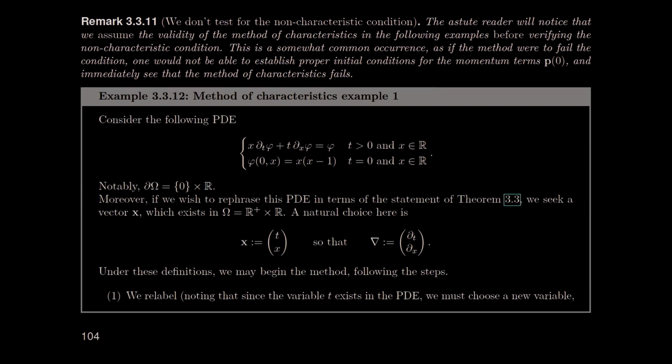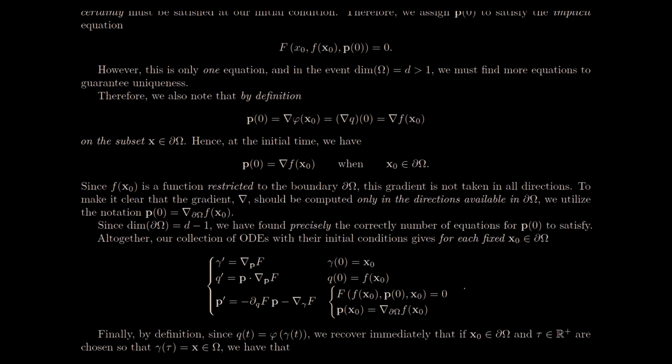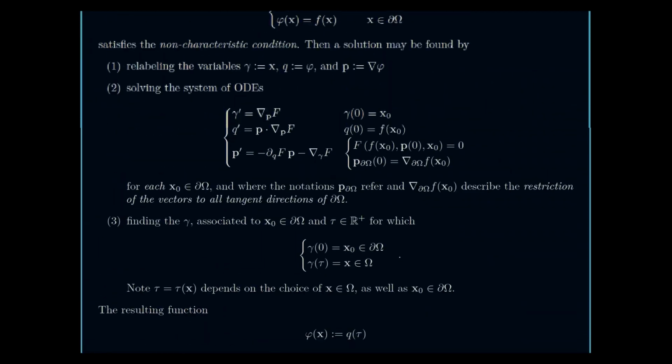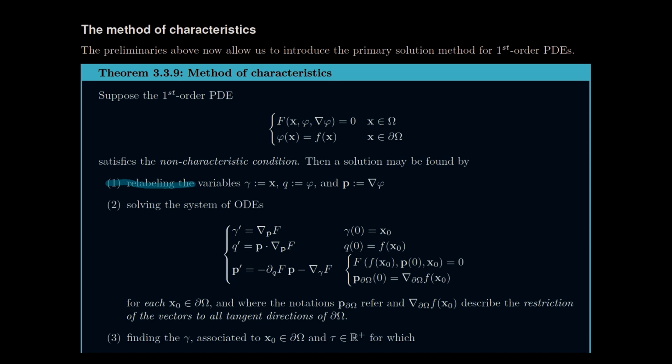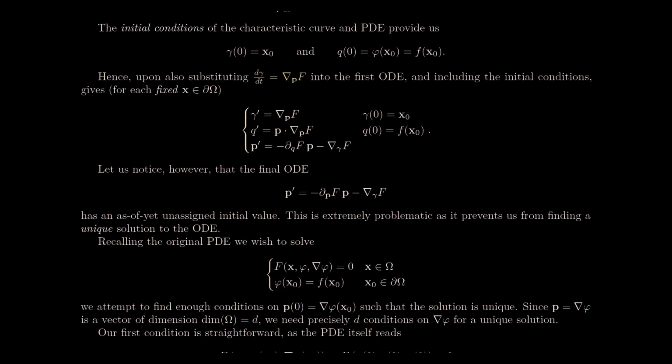So this first example is a fairly straightforward one. I've got the variables t and x, and I'm looking at the first order PDE x partial t plus t partial x equals phi. And I have some initial conditions x times (x minus 1) along the entire real line. So the first thing I need to do in every single round of the method of characteristics, if I jump all the way back to my theorem, is step 1, relabeling the variables. Right? I'm going to relabel my vector x. So keep in mind that could have a t inside of it, the vector x. I'm going to relabel that gamma. I'm going to relabel phi q, and I'm going to relabel the first partial derivatives as p's.